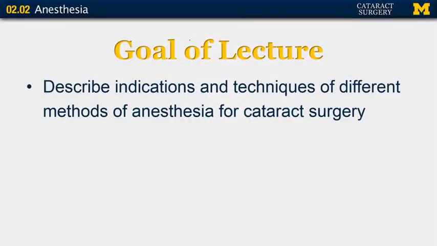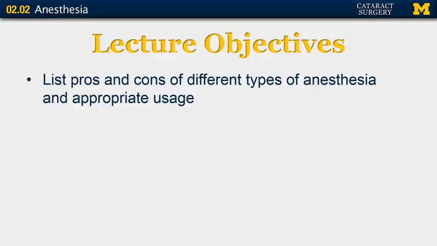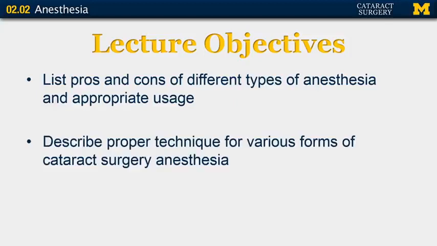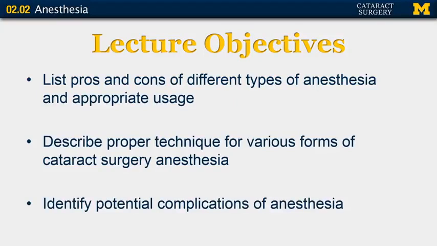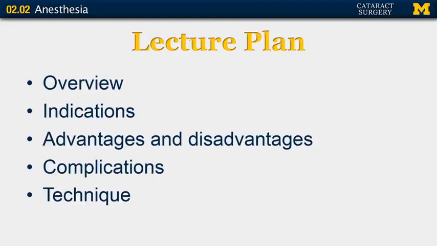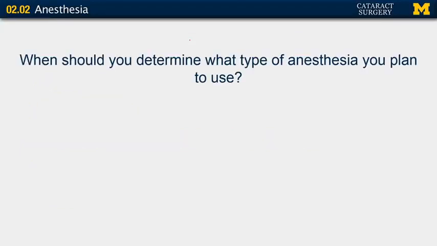The goal of this lecture is to describe the indications and techniques of different methods of anesthesia for cataract surgery. By the end of this lecture, you should be able to list the pros and cons of different types of anesthesia and appropriate usage, describe proper technique for various forms of cataract surgery anesthesia, and identify potential complications of anesthesia. I will provide a brief overview of all of the different types of anesthesia that are available. Then we will go through them individually and discuss the indications, advantages and disadvantages, potential complications, and proper technique.